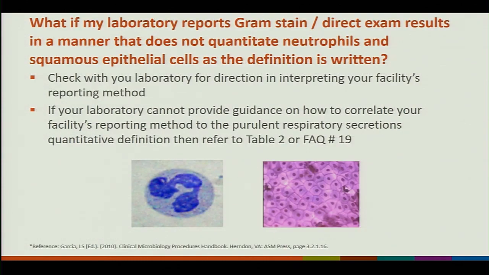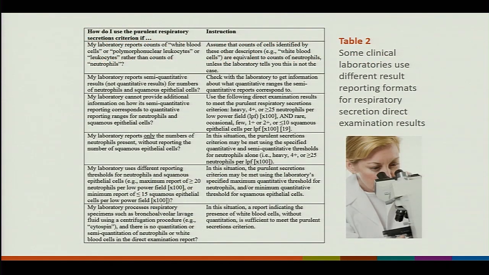And again, what if your laboratory reports gram stain or direct exam results in a manner that does not quantitate neutrophils or epithelial cells? Again, check with your lab and find out what the corresponding value might be. And if they can't give you guidance, we have an FAQ, number 19, that you can refer to. And we also have a table that's in our protocol, Table 2. And this is what it looks like. We won't go through all of this in detail, but I wanted to show you what it looks like so that you can refer to it when this question comes up in your facility.